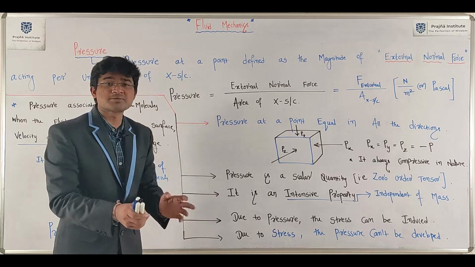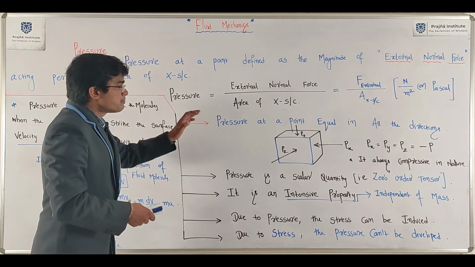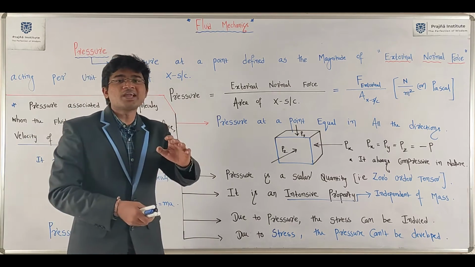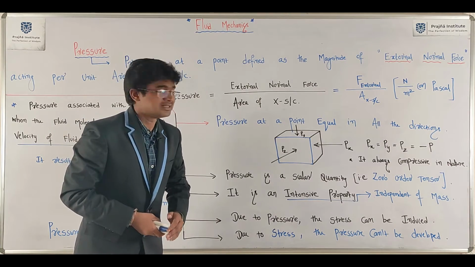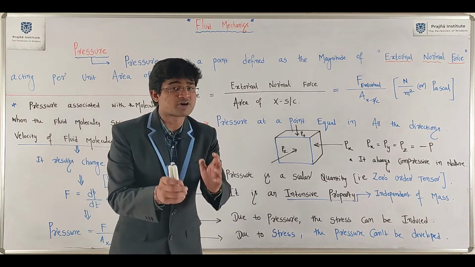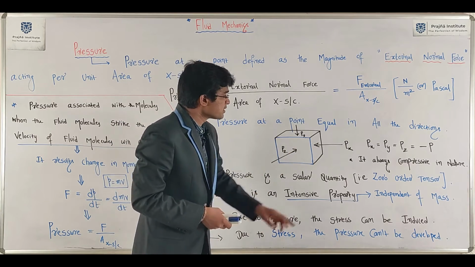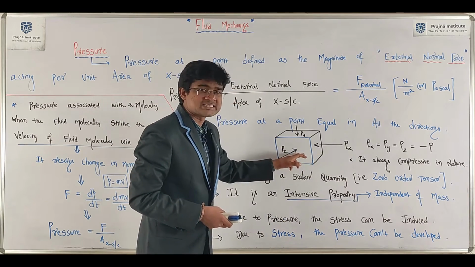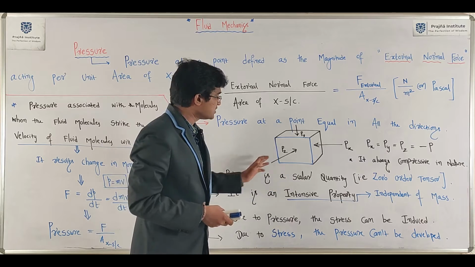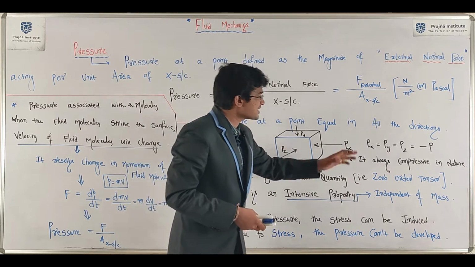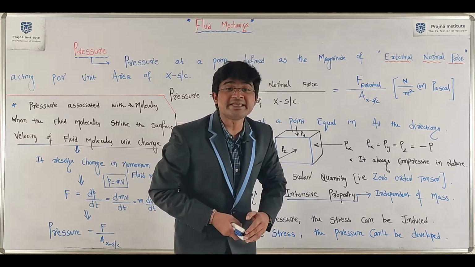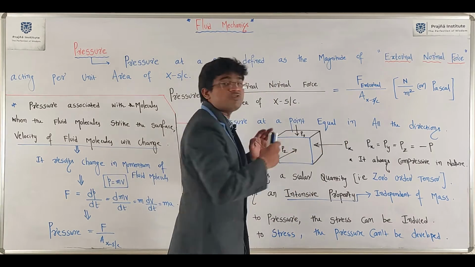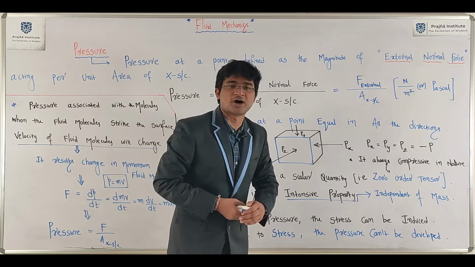Now have a look at some properties of pressure. Pressure at a point is equal in all directions according to Pascal's law. This is a free body diagram for a fluid particle. See here, pressure acting along the x-axis, along the y direction and along the z direction. Px equal to Py equal to Pz equal to minus P. That means pressure is always compressive in nature.